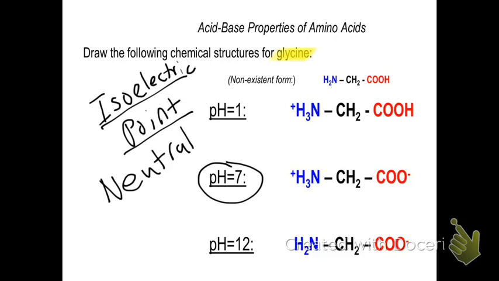Now, when the pH decreases so that it becomes more acidic, we are going to protonate the O group with the hydrogen. And so eventually, below the isoelectric point, at a pH less than 7, our amino acid is going to be positively charged.